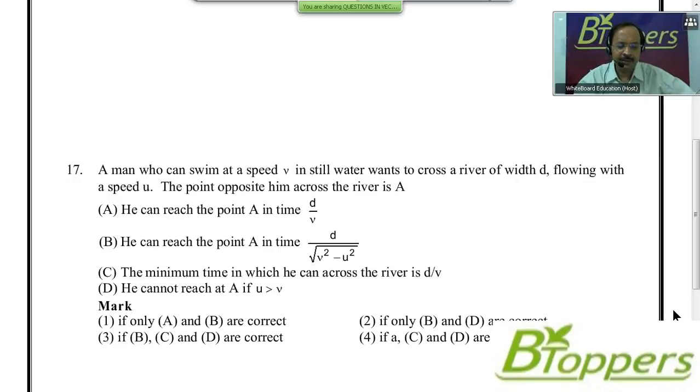You have to mark the first option as the answer if only statements A and B are correct. You have to choose the second option if only statements B and D are correct. You have to choose the third option if statements B, C and D are correct. You have to choose the fourth option if statements C and D are correct. Come on, try the question.